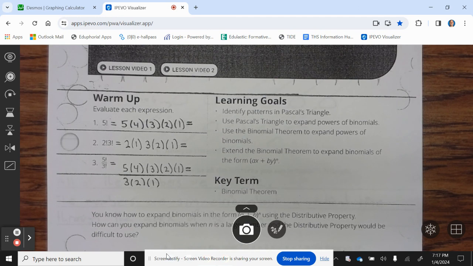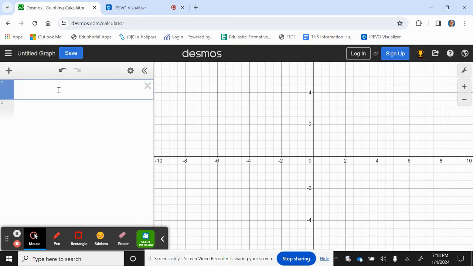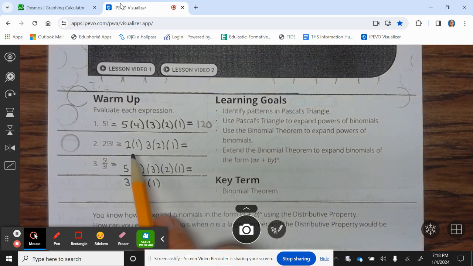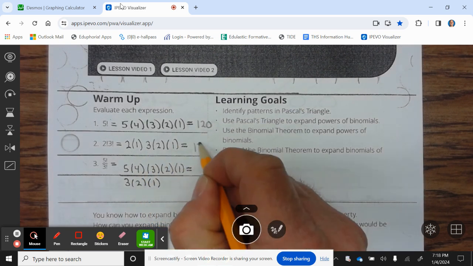Number 1, 5 factorial is 5 times 4 times 3 times 2 times 1. So let's go ahead and do that calculation. 5 times 4 times 3 times 2 times 1 is 120. Okay. 2 factorial times 3 factorial is 2 times 1 times 3 times 2 times 1, which we can do without Desmos. 2 times 3 is 6 times 2 is 12 times 1 is 12.